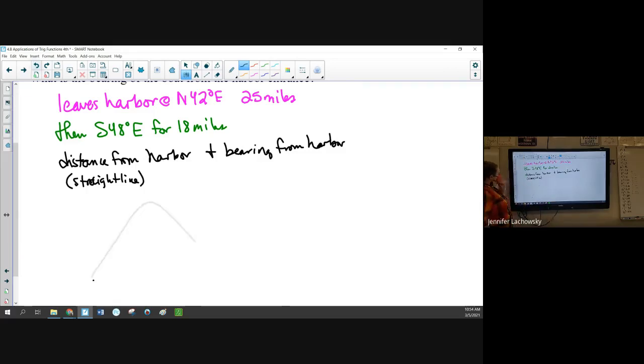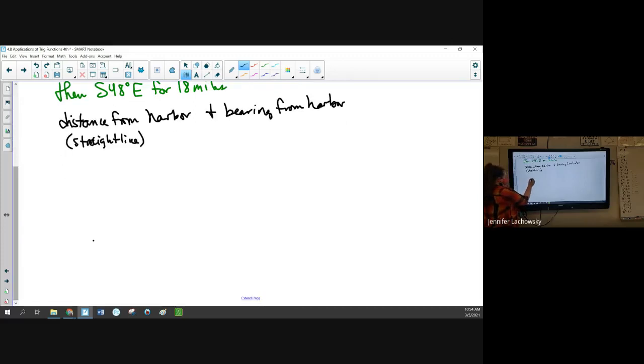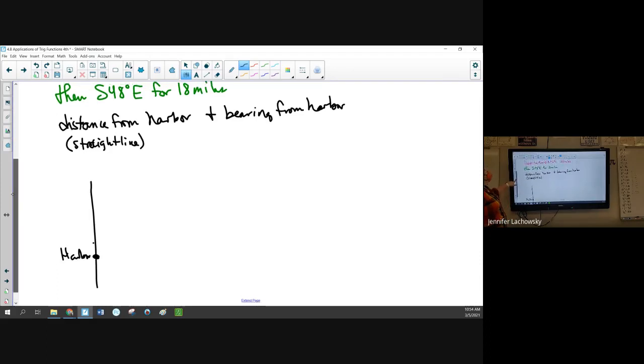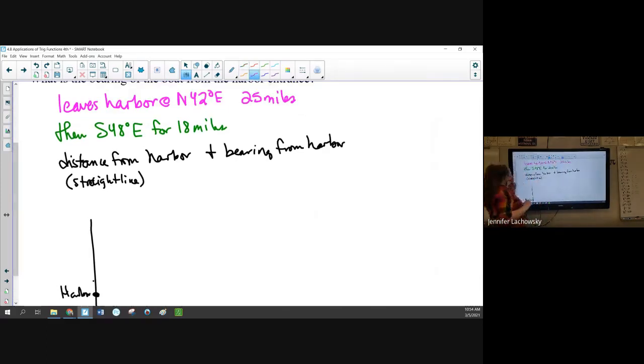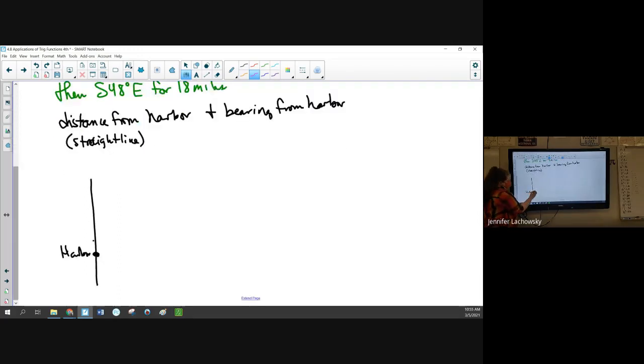Okay. So what I want you to do is draw a vertical line, and we just put a spot for the harbor. We need to have a segment where we travel at north 42 degrees east for 25 miles. So if this is 90, 42 would be somewhere in here, yeah? So 42 degrees east for 25 miles. I'm going to let that be 42, and then I'm going to let this be 25 miles.